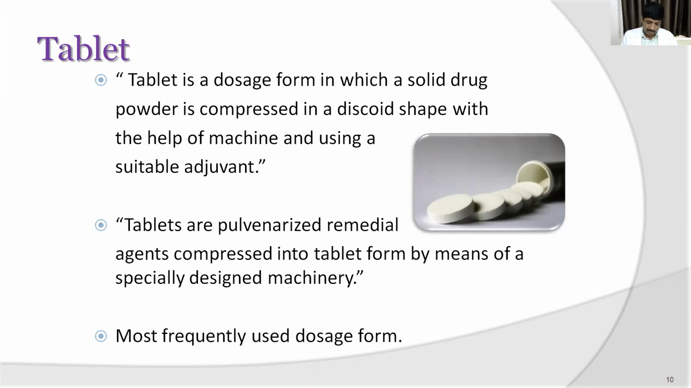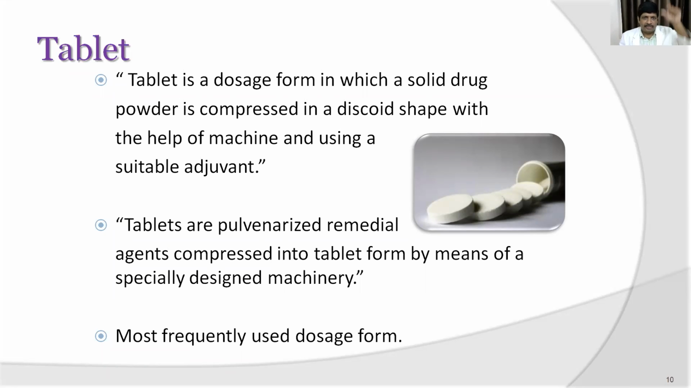Inside this may be some other different type of tablet. If I break it open, we'll see this is a very small tablet, and a normal tablet similar to this type. What is a tablet? A tablet is a dosage form in which solid drug powder is compressed. If you see the tablet, it is a disc-like structure, compressed in a discoid shape.